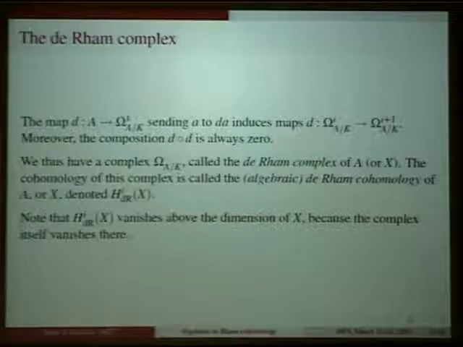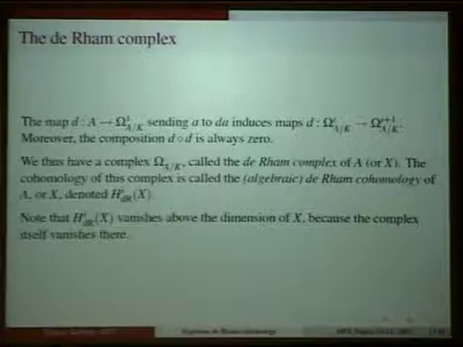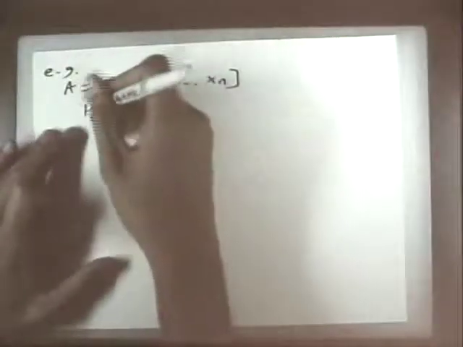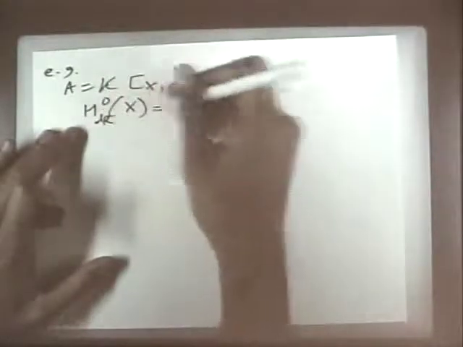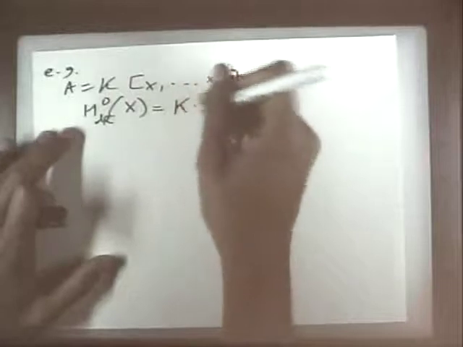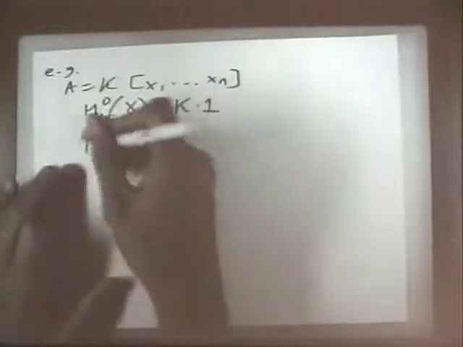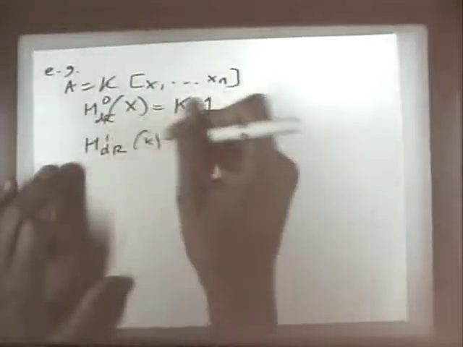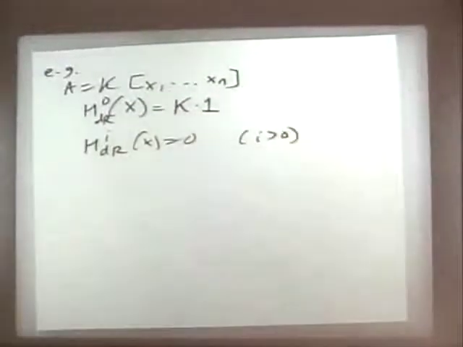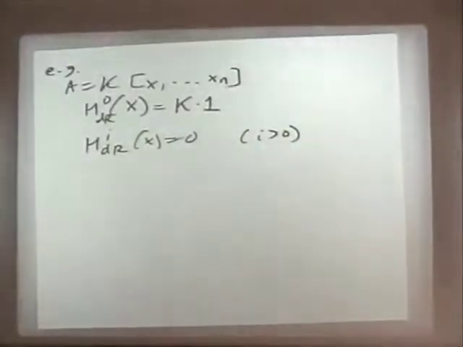Okay. Easy example. So this is sort of a consistency check that this thing works. If A is just a polynomial ring, then the Poincaré lemma is satisfied. So H0 of X de Rham is just one-dimensional generated by the constant function because nothing else has derivative 0, and everything else vanishes. This is an amusing exercise if you've never seen this before.